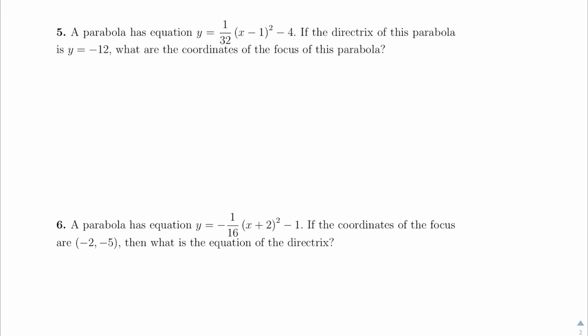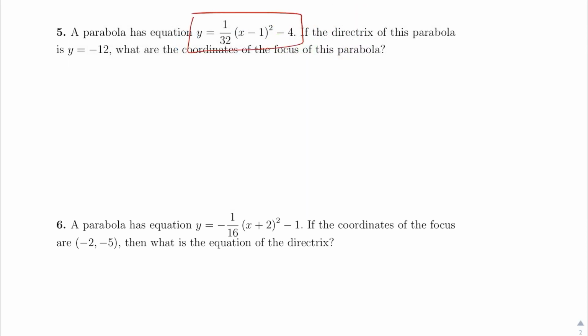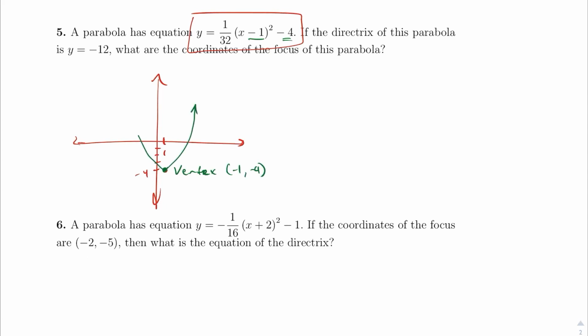So a parabola has equation y equals 1 over 32, x minus 1 squared, minus 4. That actually already tells us a lot about the parabola, and I think it's helpful to have a sketch, again, for this problem. So we're going to go 1 in the x direction, and then down 4 in the y direction. This is coming from the equation of the parabola, so this is going to be the vertex of the parabola. Now next up, it's going to be concave up, so I'm going to sketch it in concave up because it has a positive a value.